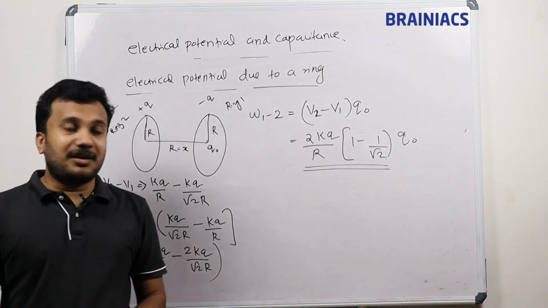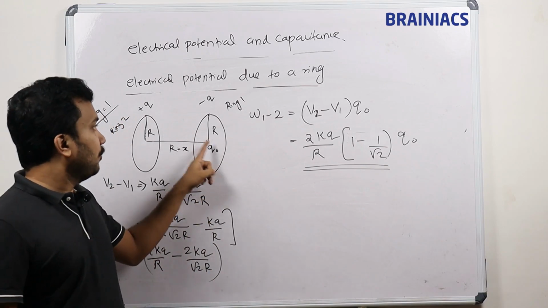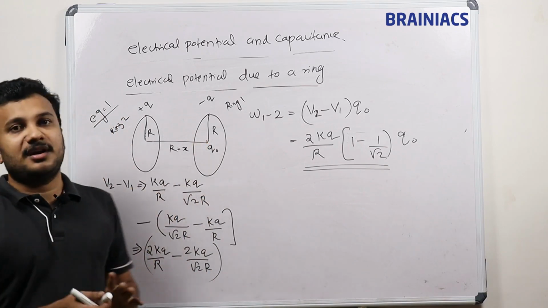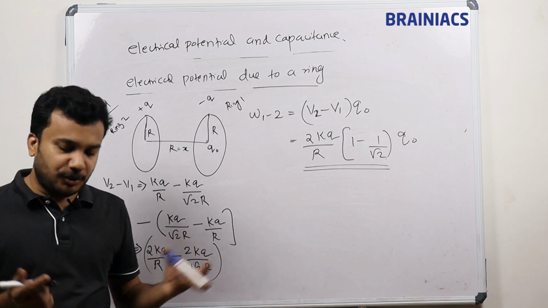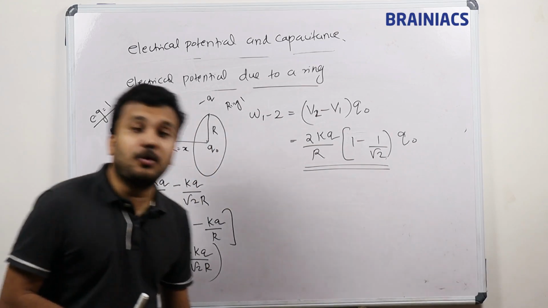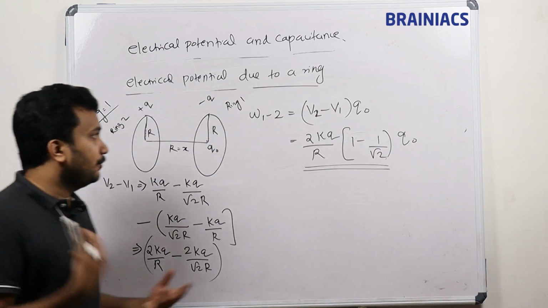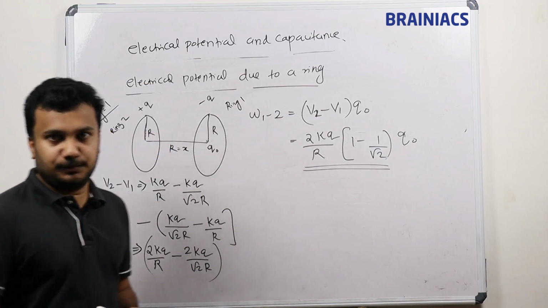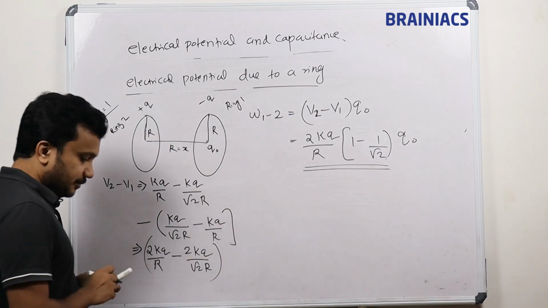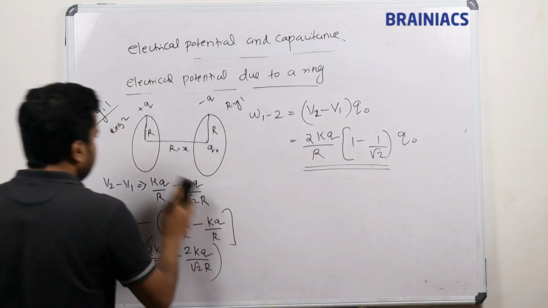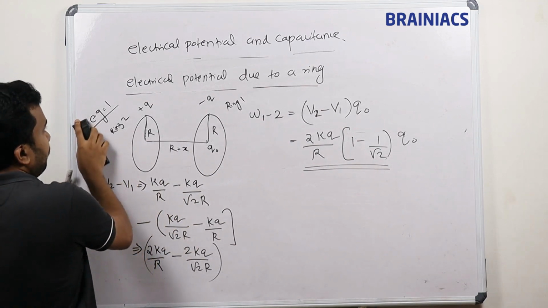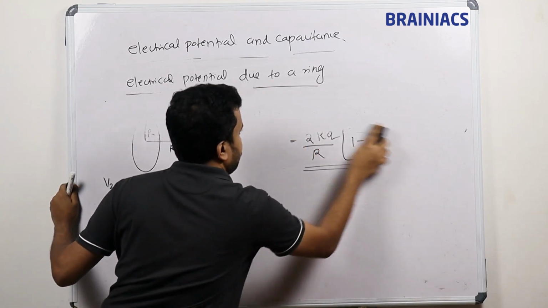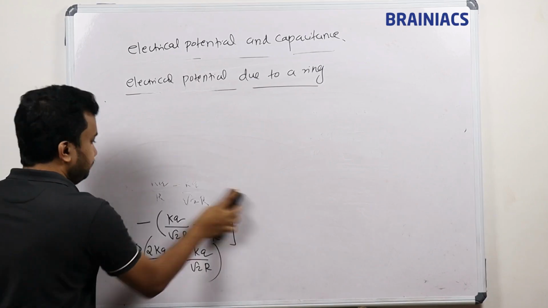You will get the work done to move the charge from 1 to 2, from one center to the other center. Hope you understood how to find this work done and how to find the potential also. Okay, hope this concept is clear. We are going to do one more example to make the concept clear.